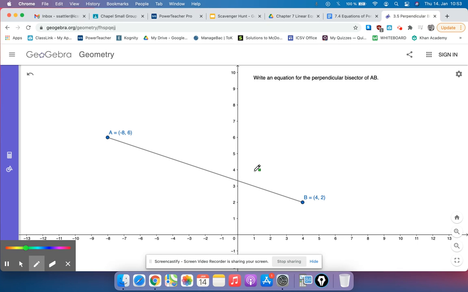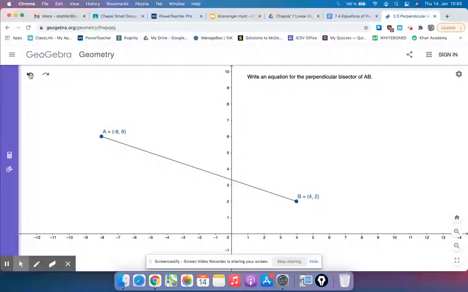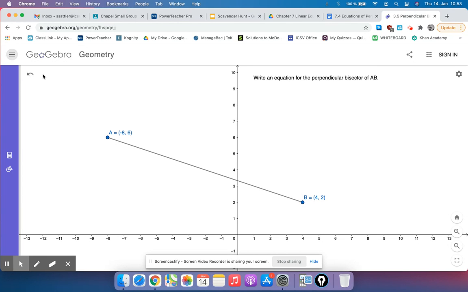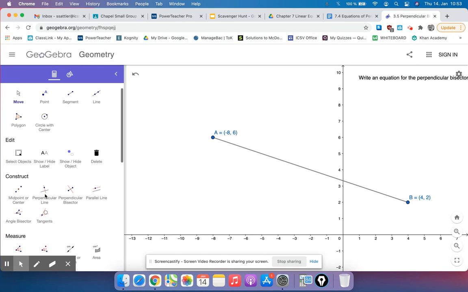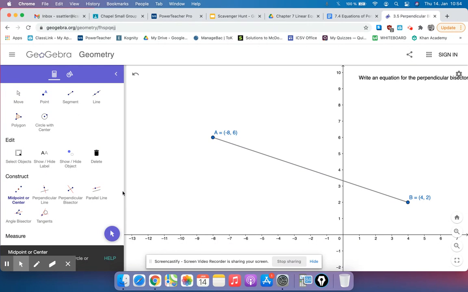So in this video, we're going to go through how to find the equation for the perpendicular bisector. So first, we can construct the perpendicular bisector by finding the midpoint. So we go to midpoint and just click on the segment.